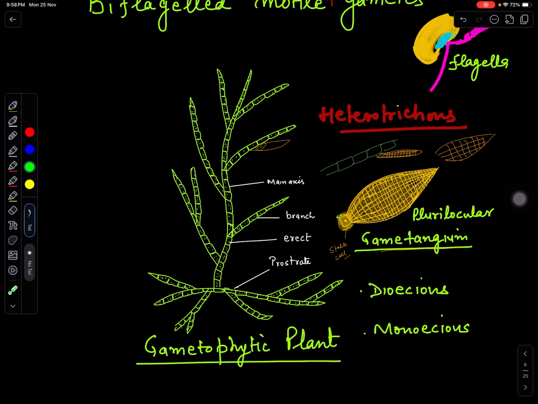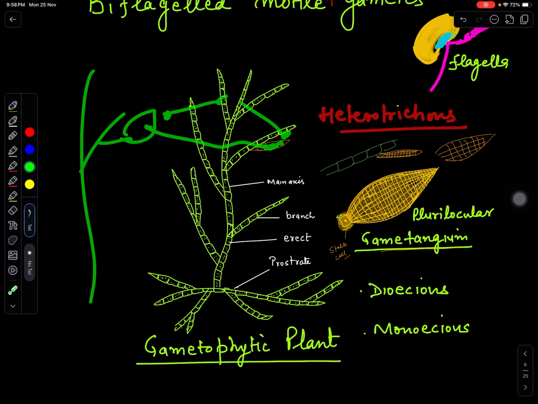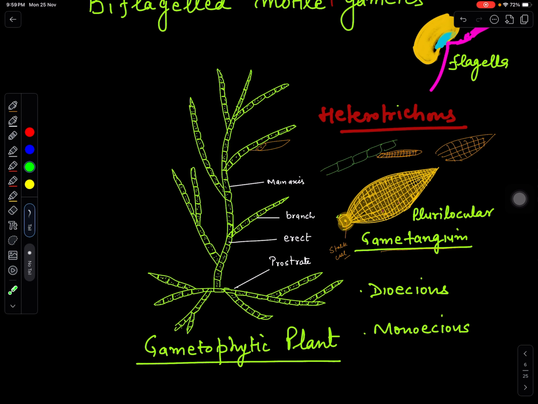But supposing this is another plant of Ectocarpus, bearing a gametangium, and this is also a gametangium present on another plant, this is producing gametes, this is also producing gametes, and they are fusing with each other, right? Then this condition is called dioecious. Gametangia are born on different plants and they produce gametes, and there is fusion of those gametes. Then this condition is called dioecious. And when they are born on the same plant, this is called monoecious.